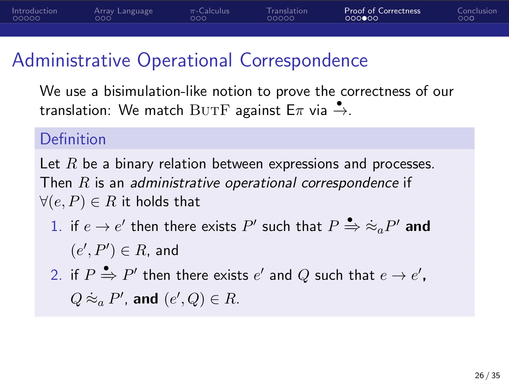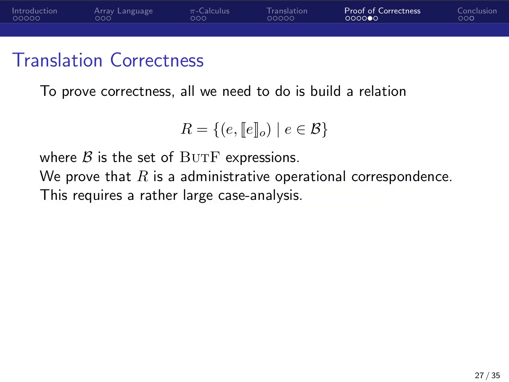And conversely, if P can perform an important step, also with some administration involved perhaps, then E can answer back by becoming E', and E' is then related to some Q, which is bisimilar to P' and is found in R. So with this notion, all we need to do to prove correctness is to simply build a relation which is an operational correspondence, and then the idea is that our operational correspondence relation consists of expressions and their translation, and we then prove that R is an administrative operational correspondence, that it satisfies the conditions of the definition. I don't have time for that, it's a rather large case analysis, but it can be done.